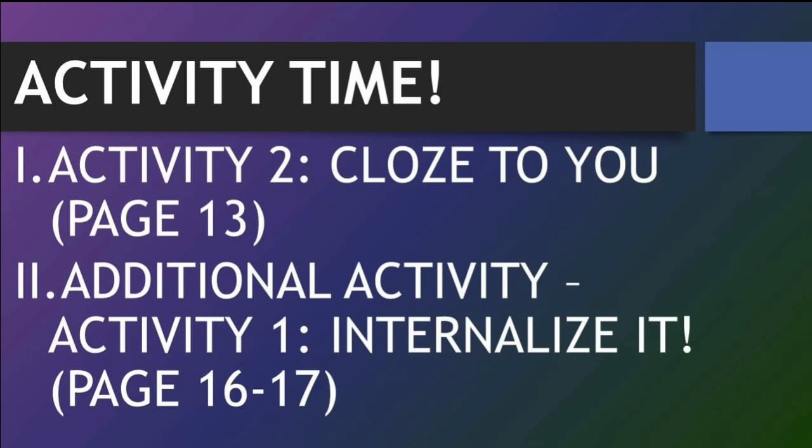For the second activity, the last one, you need to answer the additional activity for activity 1, which is entitled Internalize It. It is located on pages 16 to 17 of your module. But first, you need to read the story before you answer the activity which follows. The story is entitled Makato and the Cowrie Shell. This is just a summary by Supani Kanchanatiti. You need to read the story to be able to answer the activity. The activity is just like what we have done. You need to identify the transition signals used in each sentence. For these activities, you need to write only your answers.